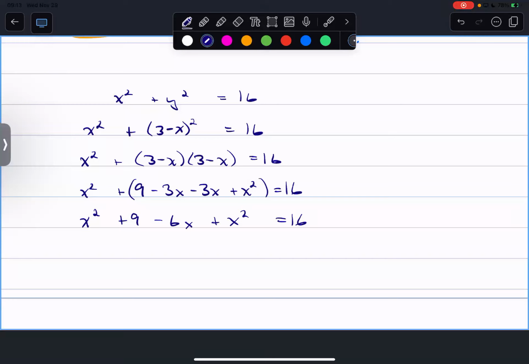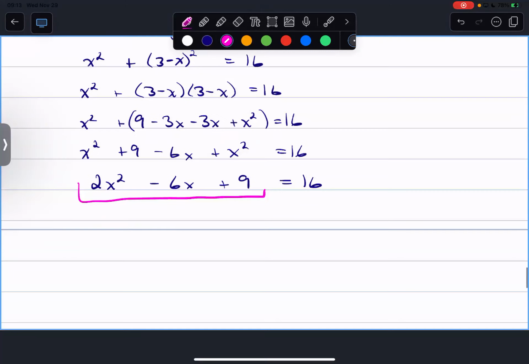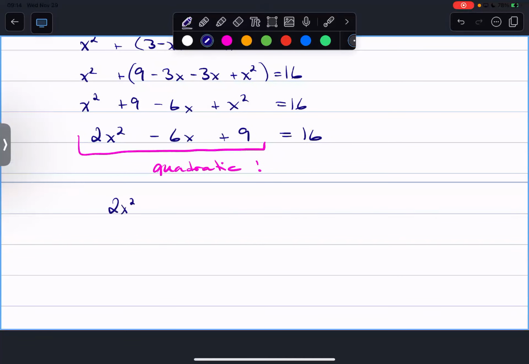Combining like terms and listing them in decreasing order of powers of x, I get 2x squared minus 6x plus 9 is equal to 16. Hey, we're back to a quadratic, which we know how to solve. I can solve for where x is equal to 0 as long as I move this 16 over. So then I get 2x squared minus 6x plus 9 minus 16 is equal to 0.